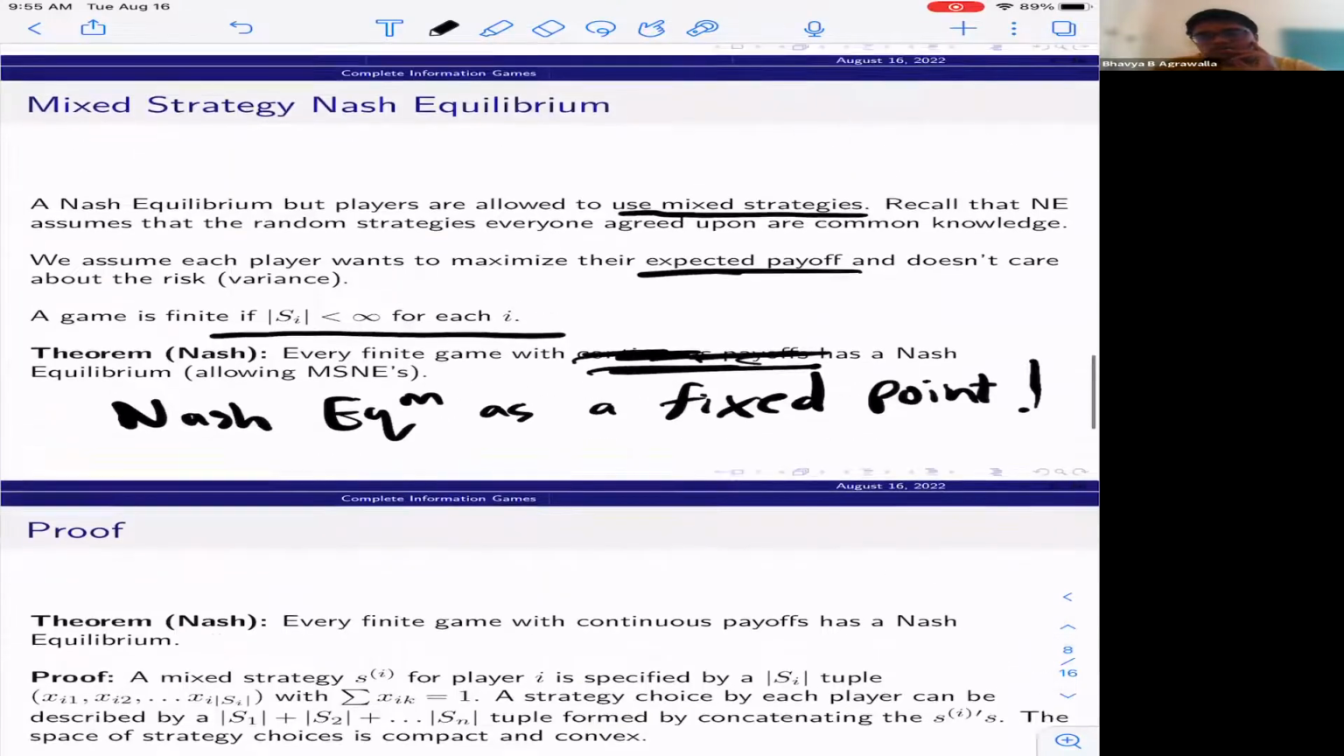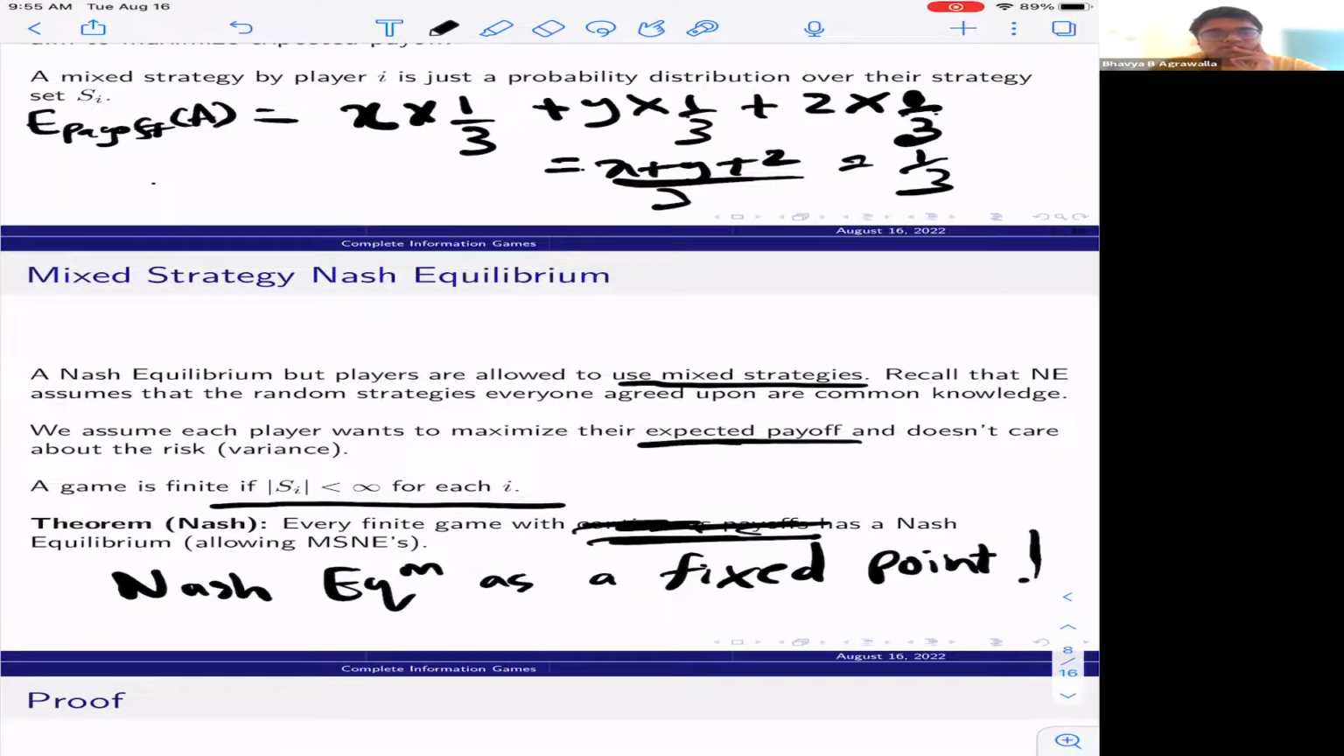Is anyone still trying, or should I explain the proof? We can wait for two more minutes if anyone is trying. Yeah, let's wait a few more minutes.